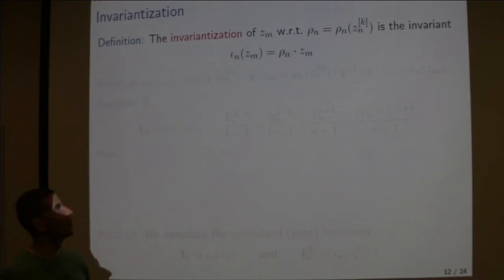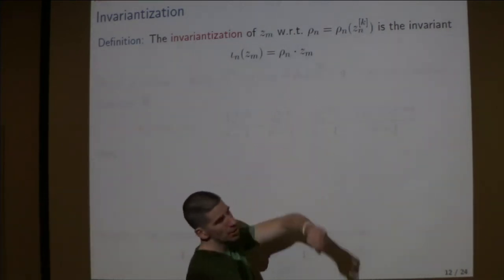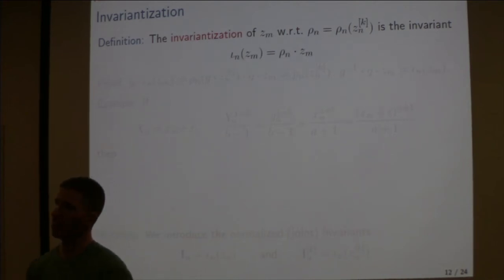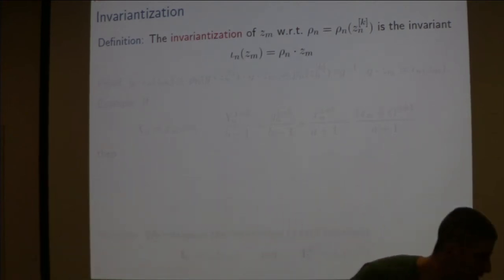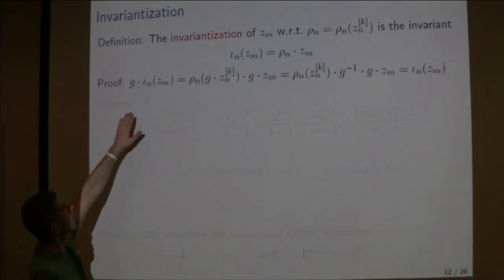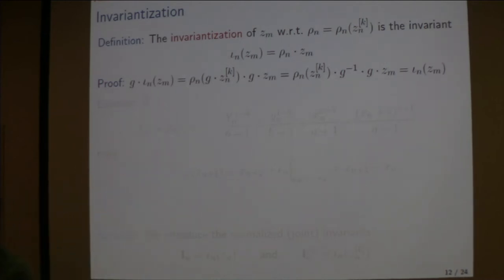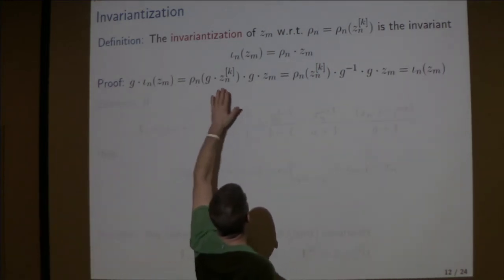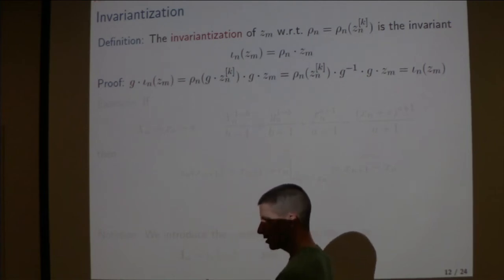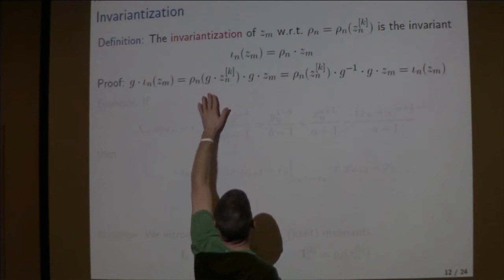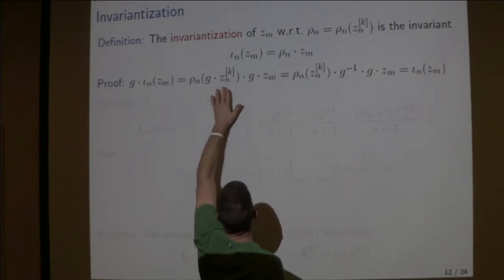The claim is that the expression on the right is invariant, so it doesn't change under the group action. We can verify this. We can act on the invariantization by an arbitrary group element. The definition of the invariantization is just rho acting on Z. But because we're acting by an arbitrary group element, we then act on every occurrence of Z by g.